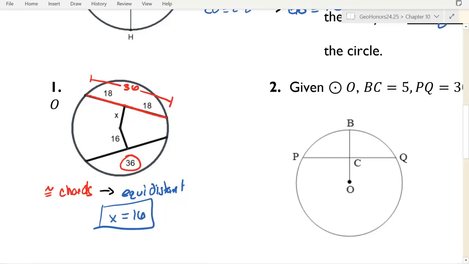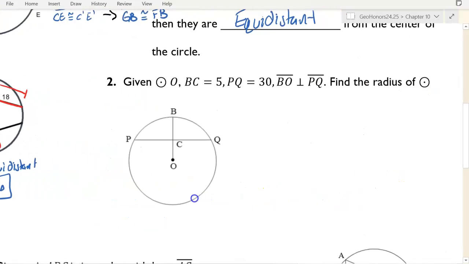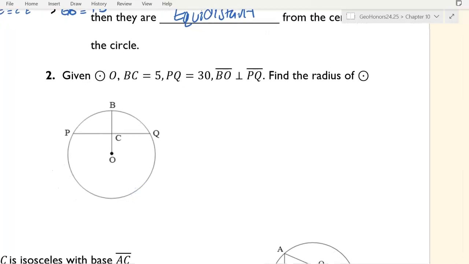Example 2 is a little bit trickier, but I want you guys to label the things that you've been given and press pause. See if you can determine what the radius of circle O is. So I'm starting with these facts. I know that PQ is 30 and that the segment BO, our radius, is perpendicular to the chord PQ, which allows me to conclude that that chord has been bisected, and that's from our section 10.1 notes. From here, I don't know segment CO or segment OC, and I need to find the radius.